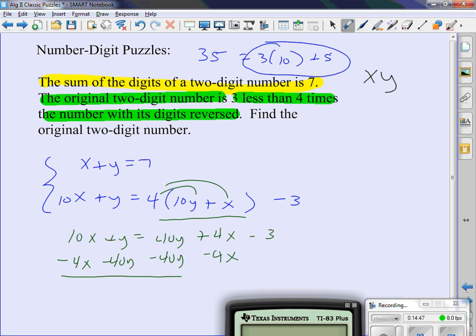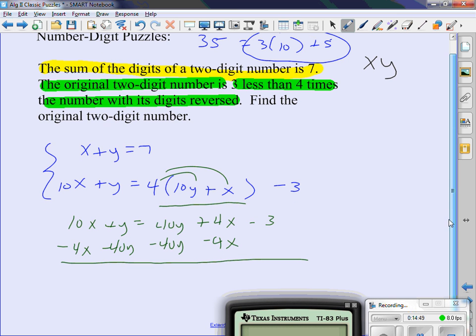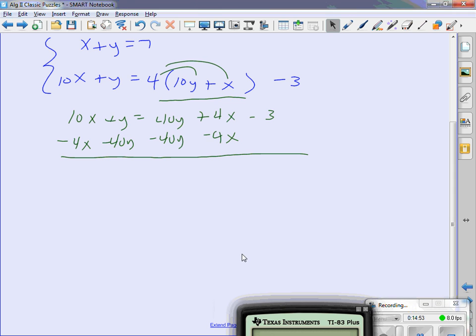Anyone lost in what I just did? Yes. Because I didn't do it like that. All I'm doing is moving the x and the y variables to the left-hand side. And then I lined up the x's, I lined up the y's. So I have 6x minus 39y equals negative 3. All I did was rearrange this one right here.